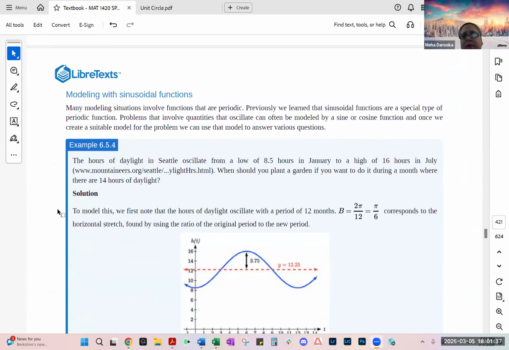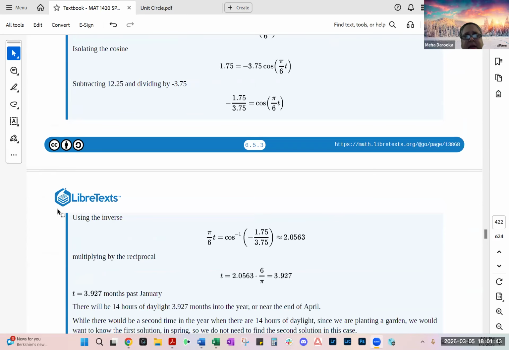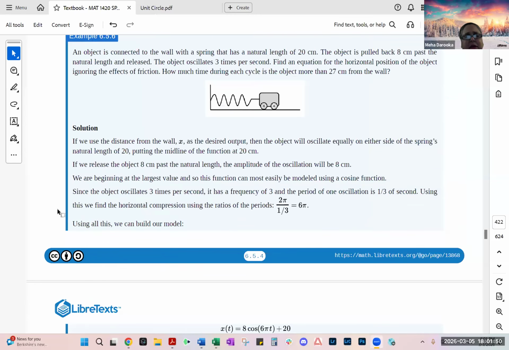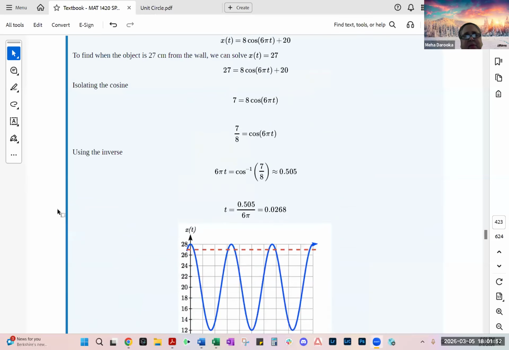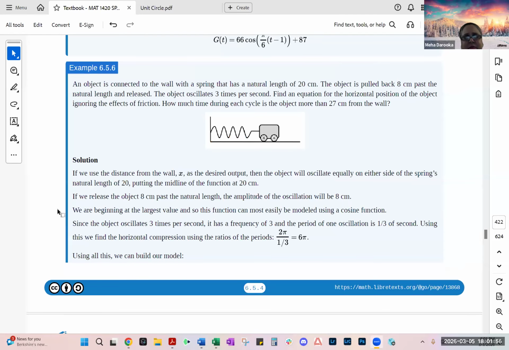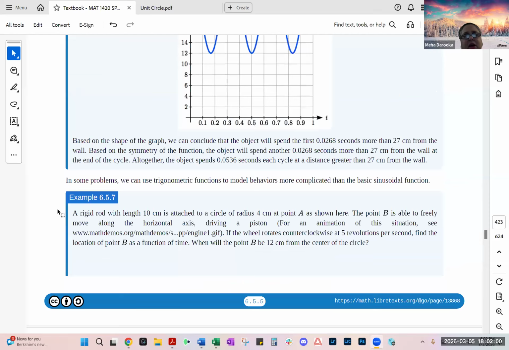Then we got into how we could use sinusoidal functions like sine and cosine to help us come up with models and how to solve them. So the last example we had talked about was the one with the spring being stretched beyond its natural length and how that would occur.